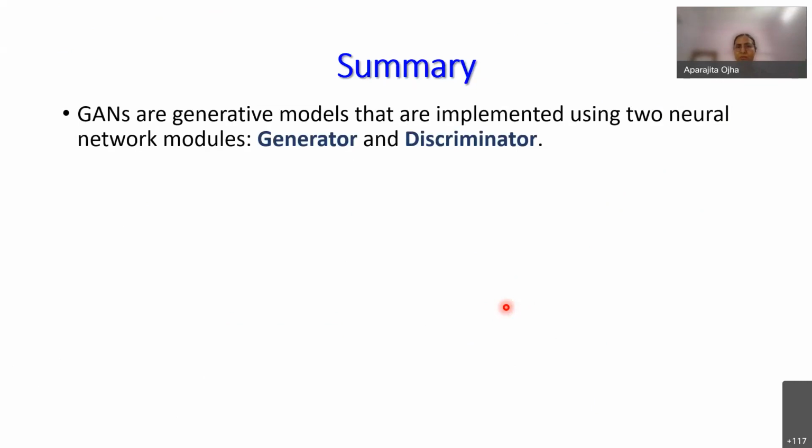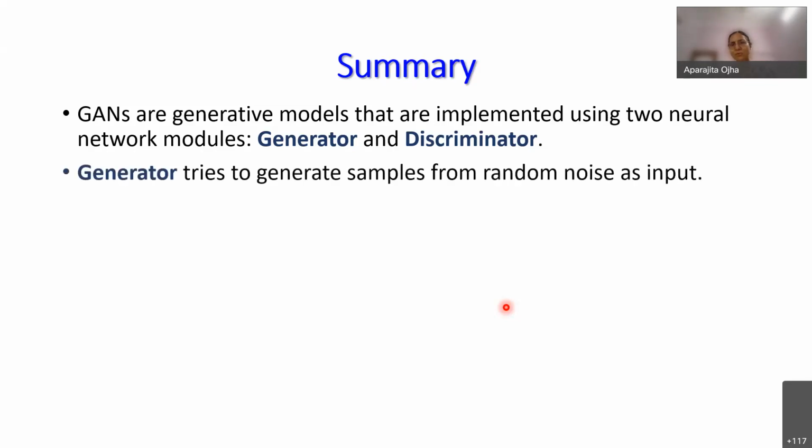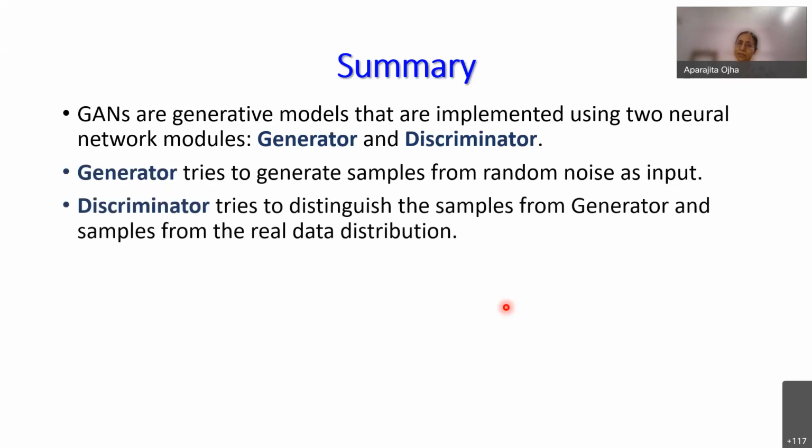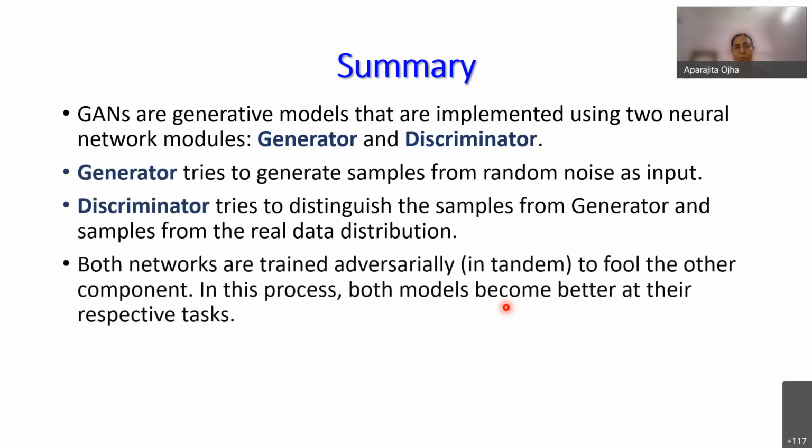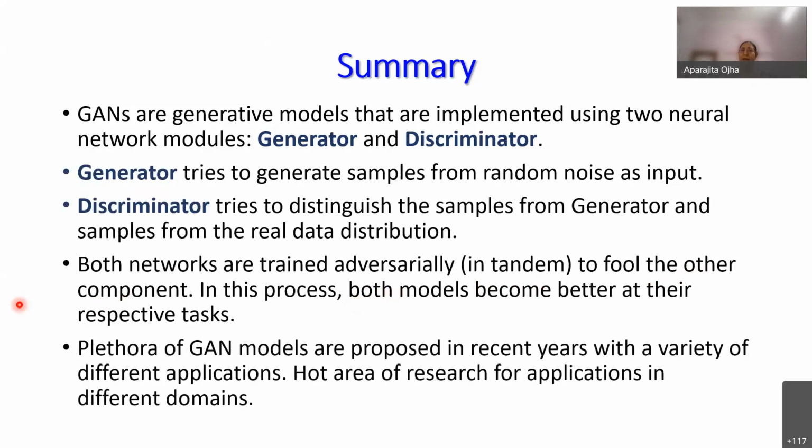So GANs are generative models that are implemented using two neural networks, generator and discriminator. The generator tries to generate samples from random noise as input, and the discriminator tries to distinguish samples from the generator from the actual data samples. Both networks are trained adversarially in tandem to fool the other component. In this process, both models become better at their respective tasks, and as the capacity of the discriminator increases, the capacity of the generator also increases.